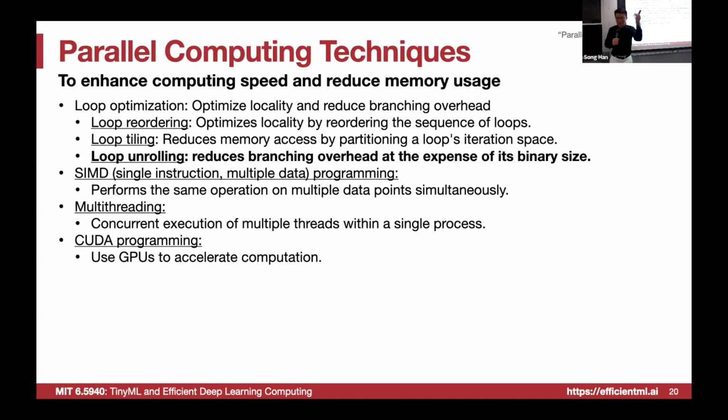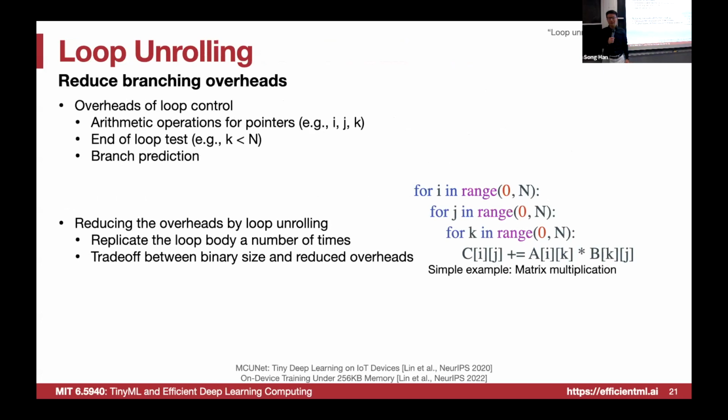All right, so that naturally leads to our next discussion, loop unrolling. Can we reduce this branching overhead at the expense of the binary size? Let's see our familiar example again.